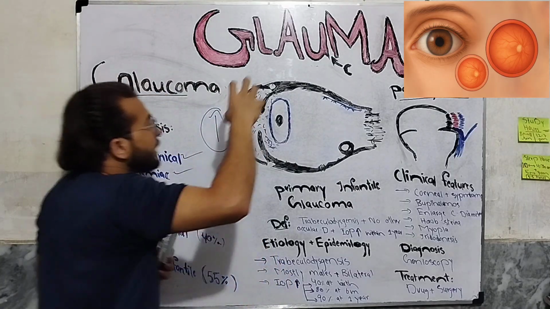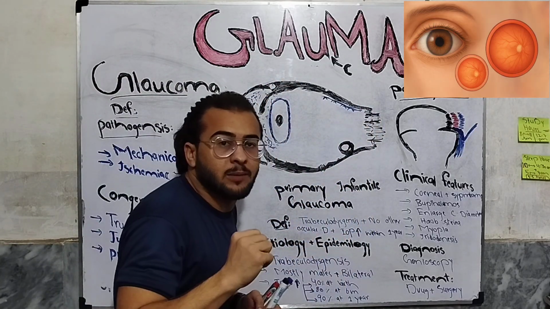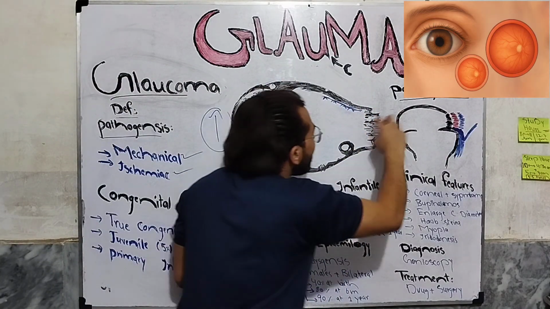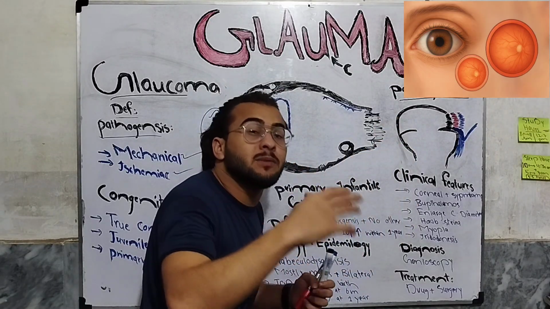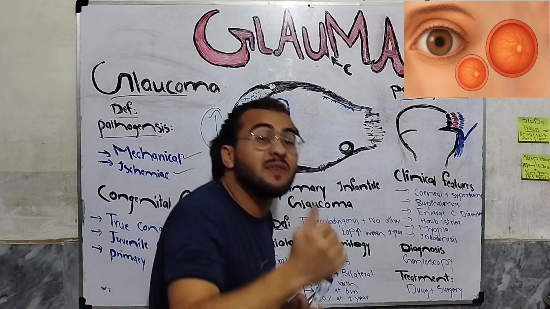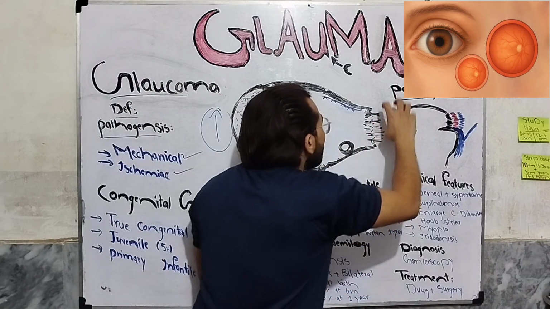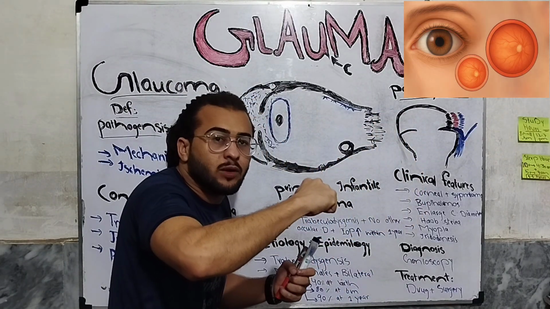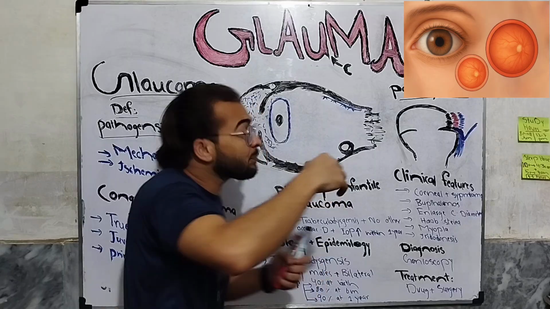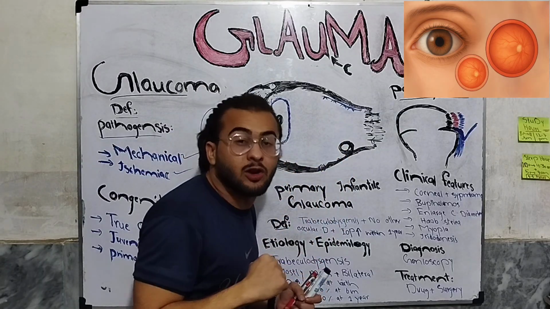And this increased pressure will cause two problems. First of all, it will disrupt the blood vessels. Okay, so it will cause ischemia and vascular insufficiency. And the second one is that it will compress the axons. Okay, so axonal flow will also be disturbed.